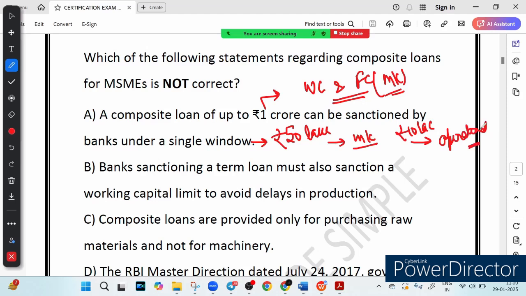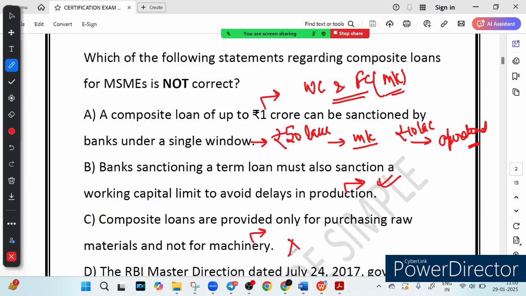So a composite loan up to 1 crore can be sanctioned by a bank under a single window for working capital loan as well as fixed capital loan, right? Now option B says that a bank sanctioning a term loan must also sanction a working capital limit to avoid delays in production. Yes, this is also correct, because this ensures that when a business invests in long term assets like machinery, they don't face cash flow problems for daily operations like paying for electricity or labor. Option C says that composite loans are provided only for purchasing raw material, not for machinery.